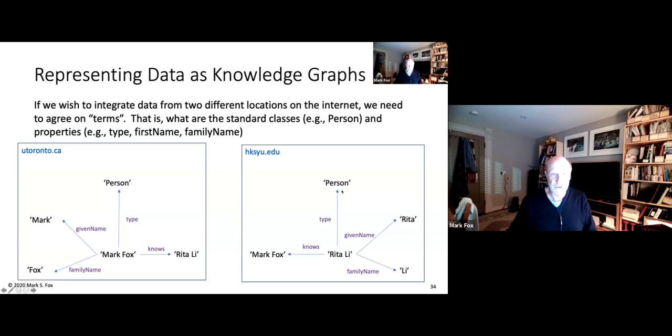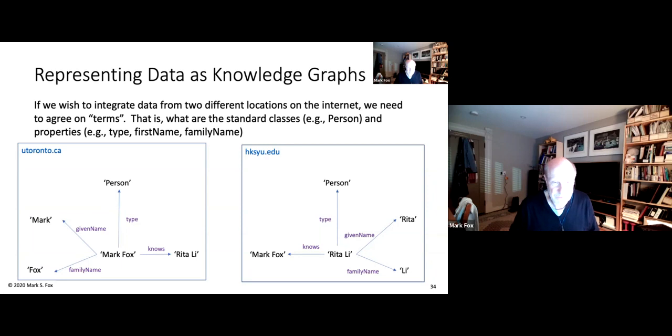Rita is of type person. We're sharing the concept person between us. We're sharing the type property, which means that Rita is an instance of a person. Rita knows Mark. Rita has a given name, Rita. Rita has a family name of Lee. Okay. And as long as we both agree on all those properties and the interpretation of those properties, then we're in good shape. We can look at the possibility of integrating that data.